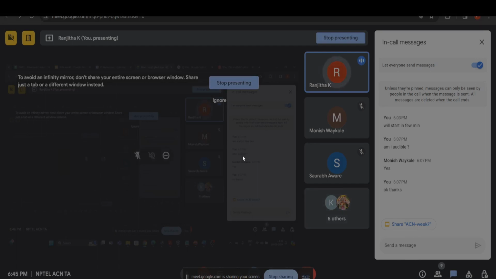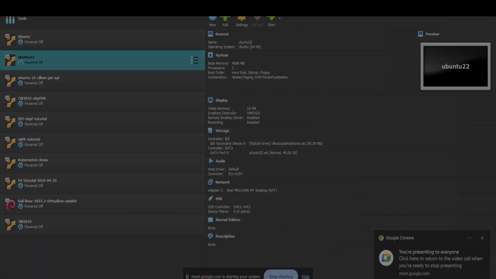So that was just a quick demo. This is what we call the hypervisor. VMware and Oracle VirtualBox are hypervisors that allow us to run a different operating system on top of an existing host machine.